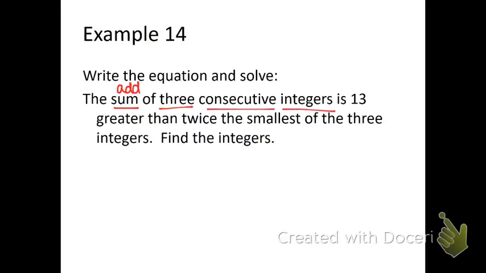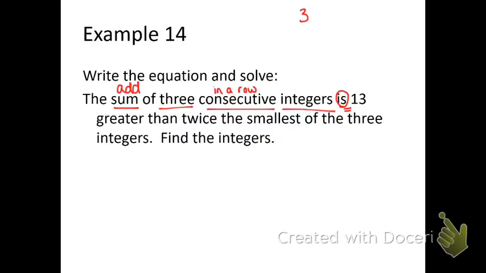Well, three, it means there's three of them. Consecutive means in a row. Integers means no fractions, no decimals. So what we think of as like our counting numbers: -3, -2, -1, 0, 1, 2, 3, etc. And then the word is. Is means equals. So let's worry about this left side right now of the equal sign. So we're going to add three consecutive integers, but we don't know those three consecutive integers. So let's work on that.